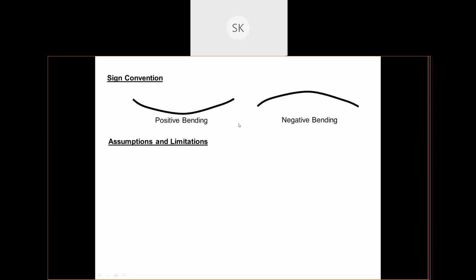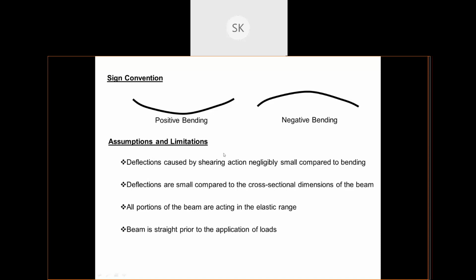So this is the sign convention. This will be positive bending. This will be negative bending. So let's come to the assumptions and limitations. The assumption is that deflection caused by shearing action is negligibly small compared to the bending. So this is a case of pure bending. We are not considering the shearing part. Okay. See, when we studied the shear force and bending moment chapter, we saw there is a shear force also, right?